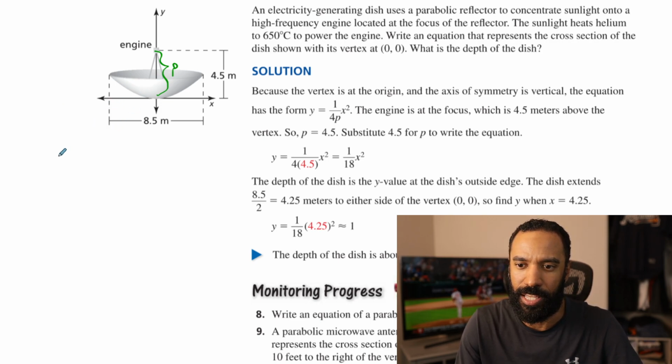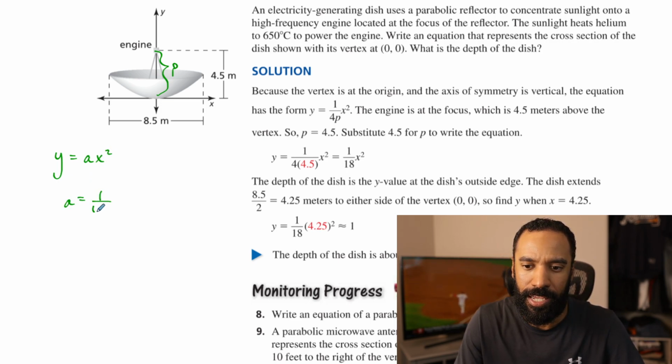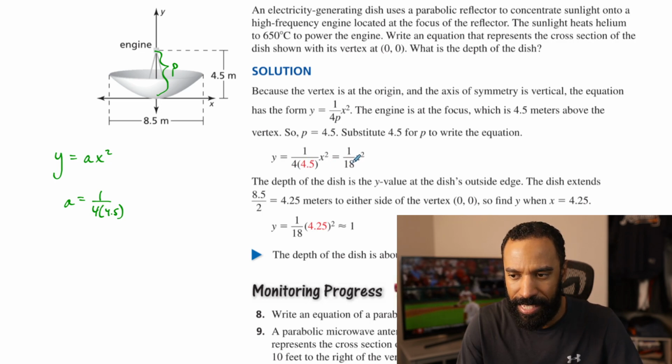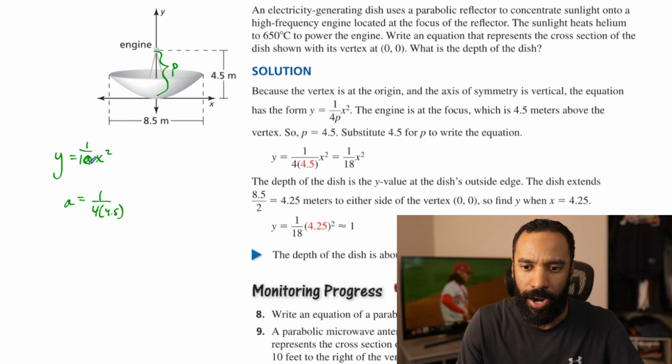We already know the vertex is at the origin. It's a y equals x squared equation. In this case, y equals ax squared, because it's at the origin. A is 1 over 4p. So 1 over 4 times 4.5. They use that right here. It's 1/18. So your equation is y equals 1/18 x squared, like that.